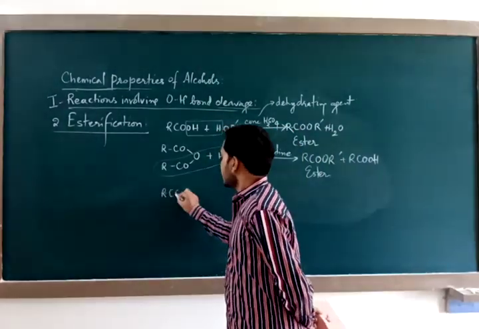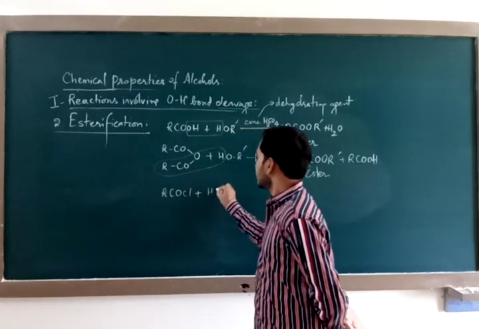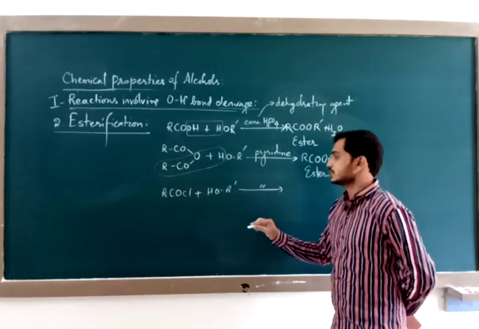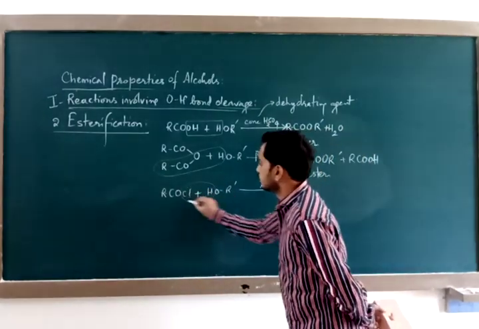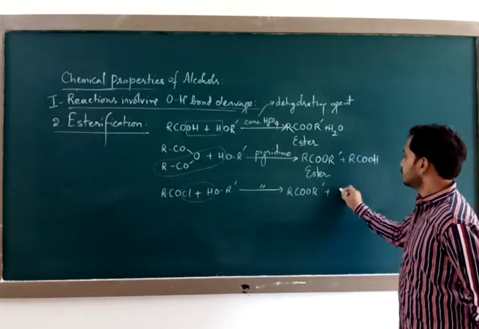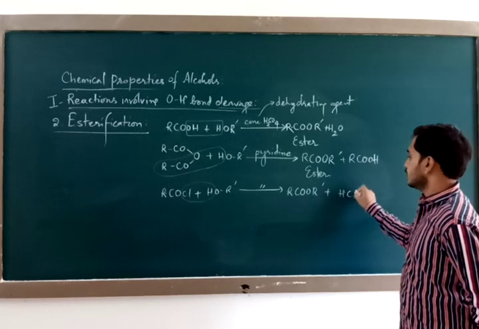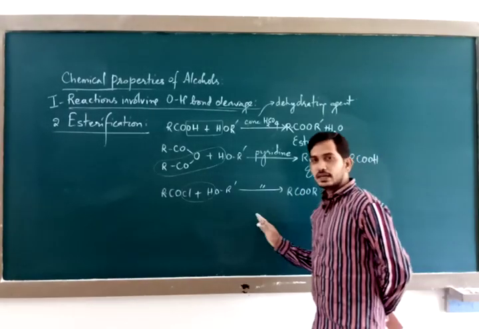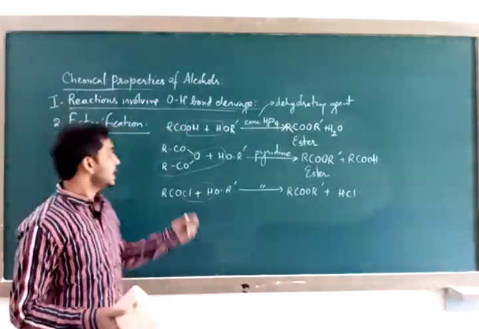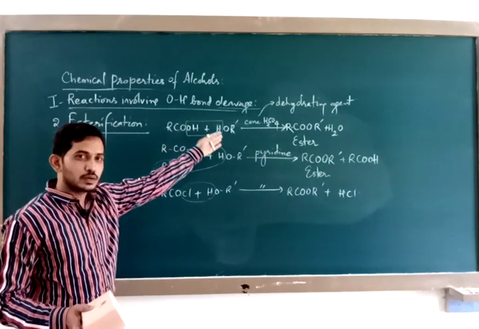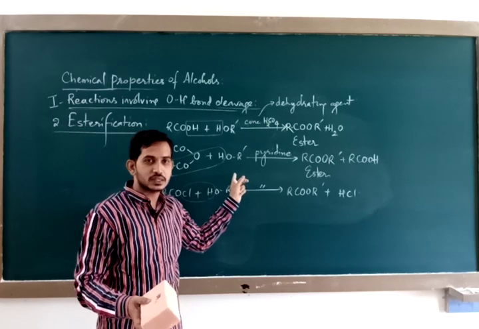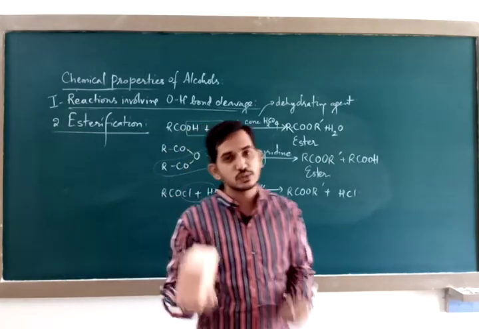Or else, if you have acid chlorides reacting with alcohols in the presence of pyridine and not concentrated sulfuric acid, then also you will get RCOOR', that is an ester, plus HCl. So all three are esterification reactions only. Most prominently they ask the first one, of alcohol and carboxylic acid. If this is given and you are asked to identify the reaction, do not get confused, it is also an esterification reaction.